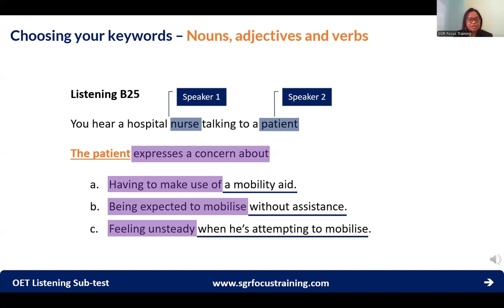If you are ready, here is our recording. Please choose the correct option A, B, or C. What is the patient concerned about? Now look at question 25. You hear a hospital nurse talking to a patient. Now read the question.